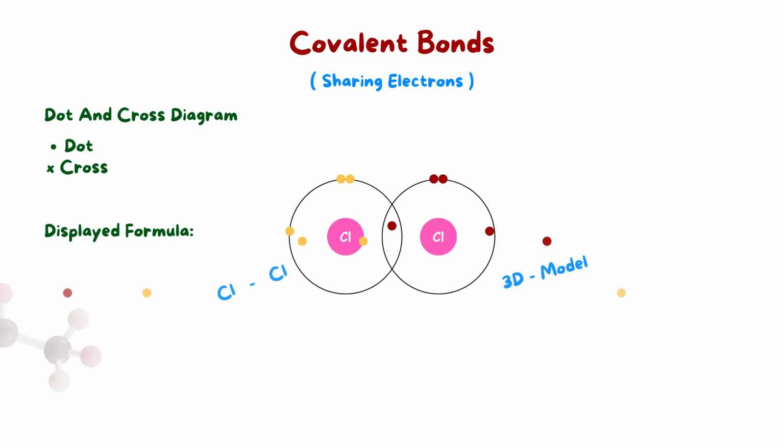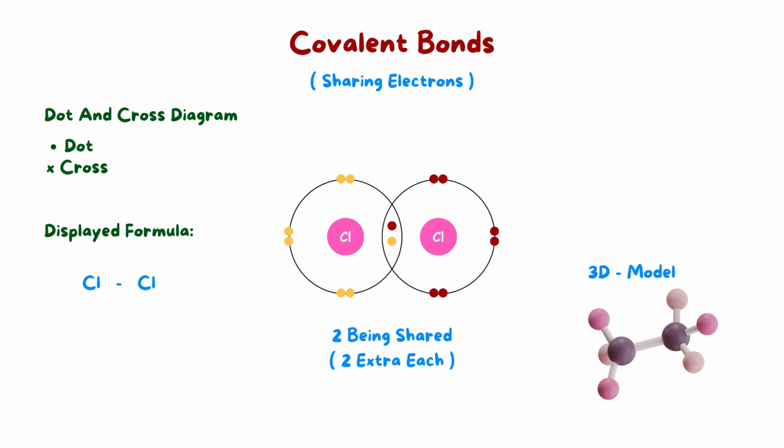However, when we deal with two nonmetal atoms, like two chlorine atoms, the scenario changes. Both of them need one extra electron to achieve stability, so transferring electrons doesn't help either of them. Instead, they choose to share electrons. In this case, each chlorine atom shares one of its electrons so that a pair of electrons is shared between them, effectively allowing each atom to feel like it has a full outer shell.